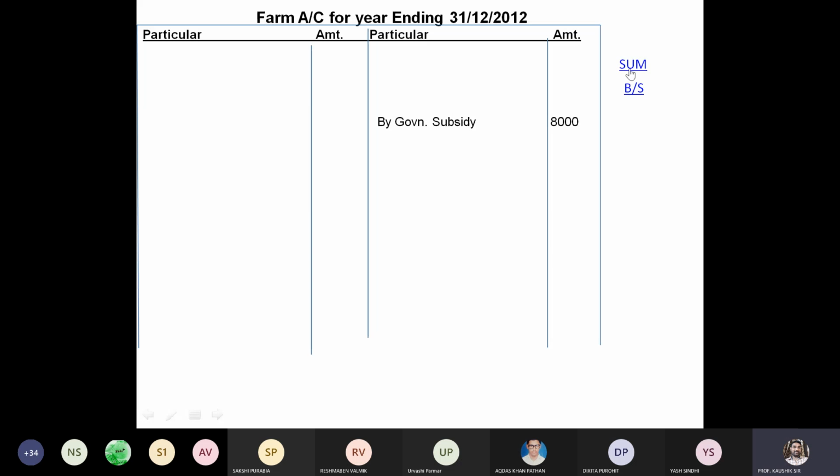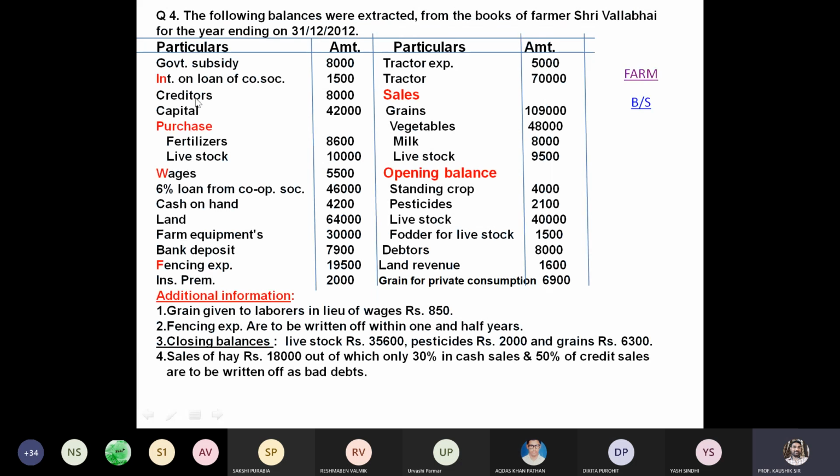Go to the sum again. Interest on loan of cooperative society 1,500. Okay, see the 6% loan from cooperative society. What do we do? We calculate the interest on the loan at the rate of 6%. Take the calculator, find out the interest. 6% on 46,000.